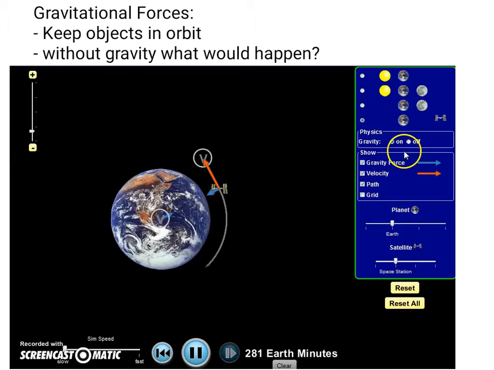Okay, so we're going to unpause it and watch what happens. Okay, so there it goes. Our satellite's in orbit around. Gravitational forces are attractive, so it keeps it there. And then somehow gravity gets turned off, and it's going to continue on in that velocity, that direction, forever.